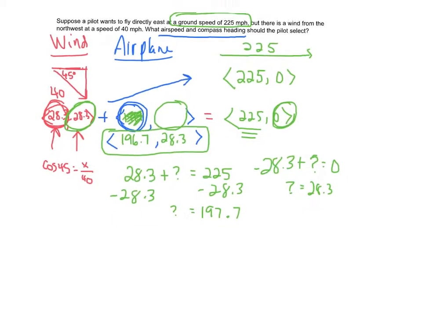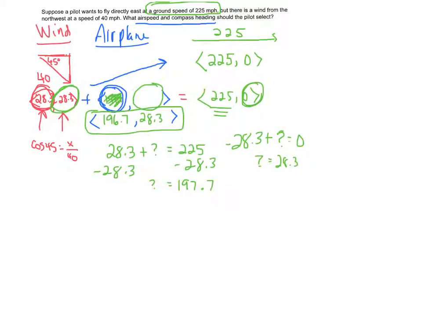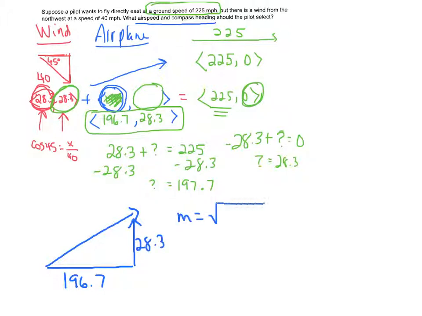I need a little bit of room to figure this out, so I'm going to give myself some room here. I'll redraw the airplane vector. It's going to look something like this. I know the x value is 196.7, and the y value is 28.3. If I want to figure out the magnitude, I'm going to do the Pythagorean theorem: 196.7 squared plus 28.3 squared equals c squared. I square rooted both sides to eliminate a step.